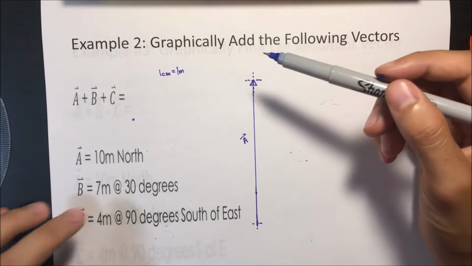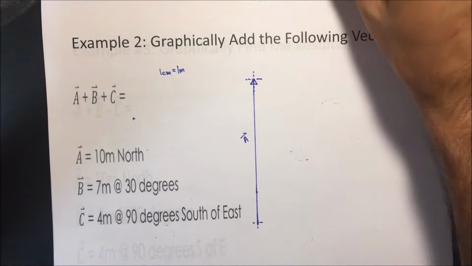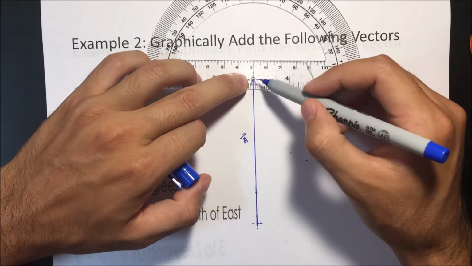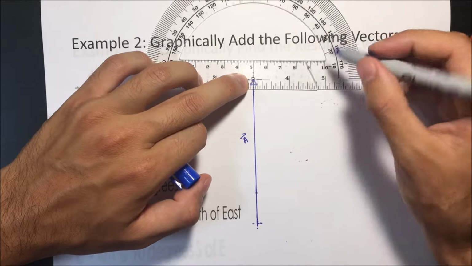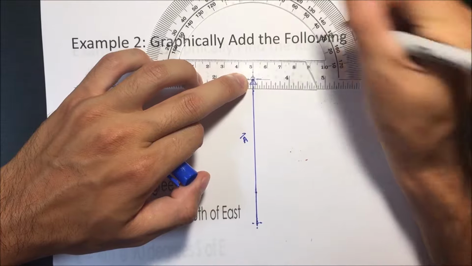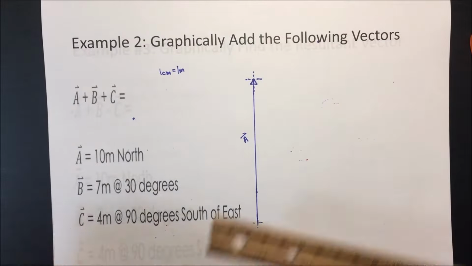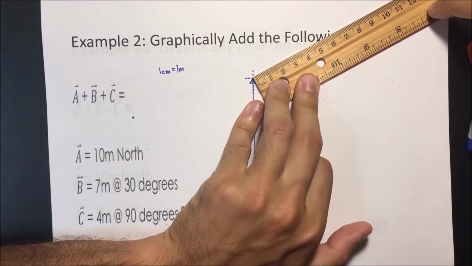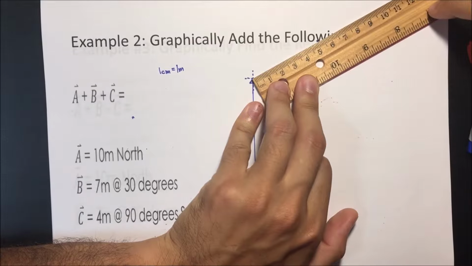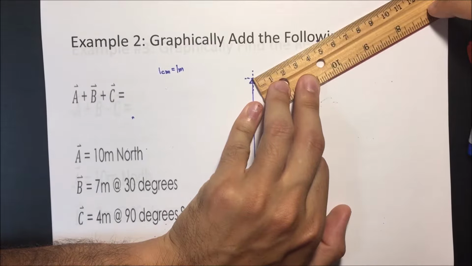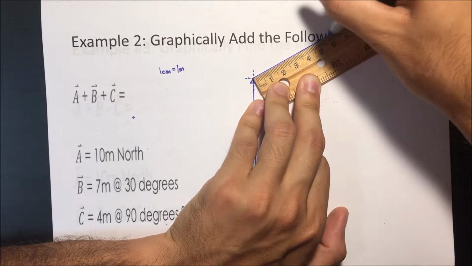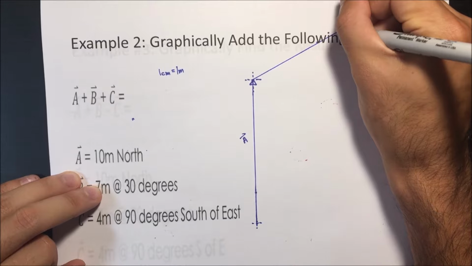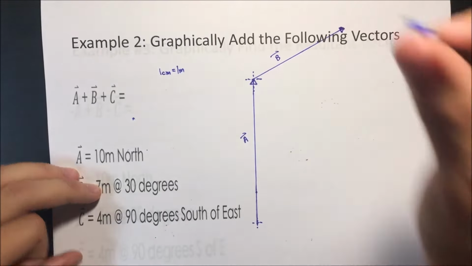B is 7 meters at 30 degrees. So now I'm going to get my protractor. And 30 degrees. Remember 30 degrees? This is 0 and we're going up 30 degrees. So 30 degrees, I'm just going to make a little reference point right there. And I'm going to go 7 meters up that way. Ooh, this is getting off the page. Maybe I should change the legend a little bit, but I think it's fine. Okay, this is 7 meters. Call that vector B.